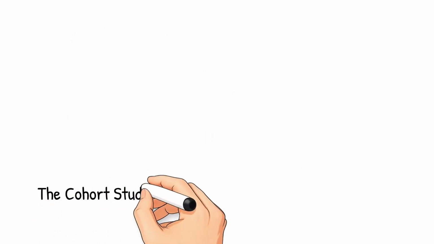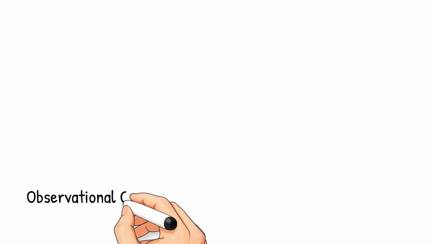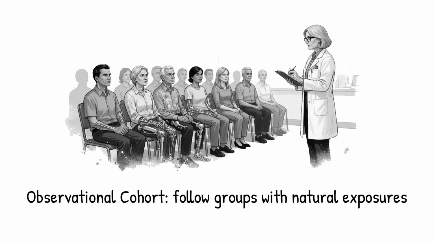The Cohort Study. This is where we add the dimension missing from every design we've covered so far: time. And here is what makes the Cohort Study unique. It can be either observational or interventional, depending on how the researcher sets it up. In an observational cohort, the researcher selects a group based on a naturally occurring exposure. They smoked or they didn't. They received a specific implant system because their surgeon chose it, not because the researcher assigned it.